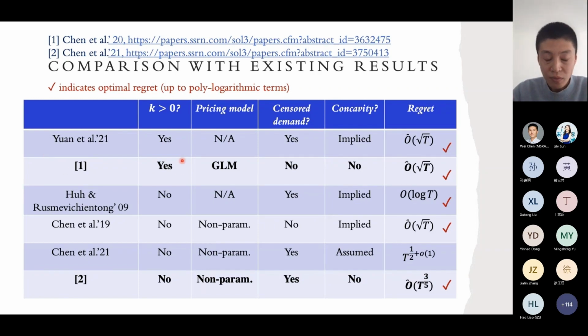We will discuss two types of results. They are differentiated by a very important feature: whether K is nonzero. As a reminder, K is the fixed cost in our ordering cost, the setup cost. If there is a fixed cost or there is no fixed cost, this gives the problem very different nature and structures. If there is a fixed cost, then the problem becomes more like a reinforcement learning, multi-stage decision problem.